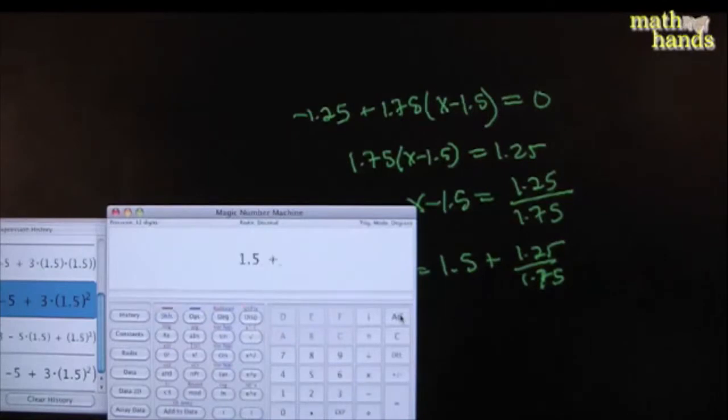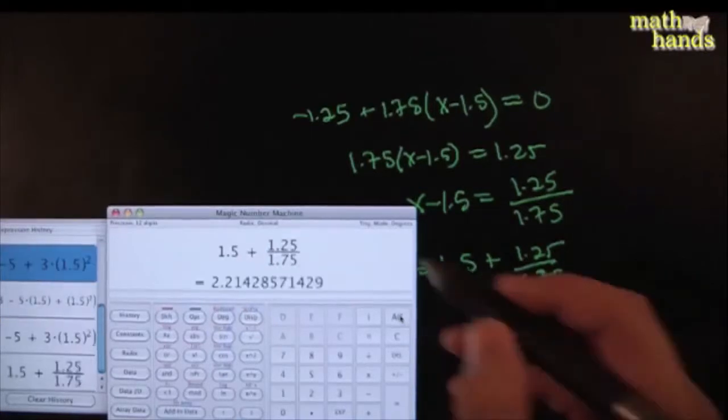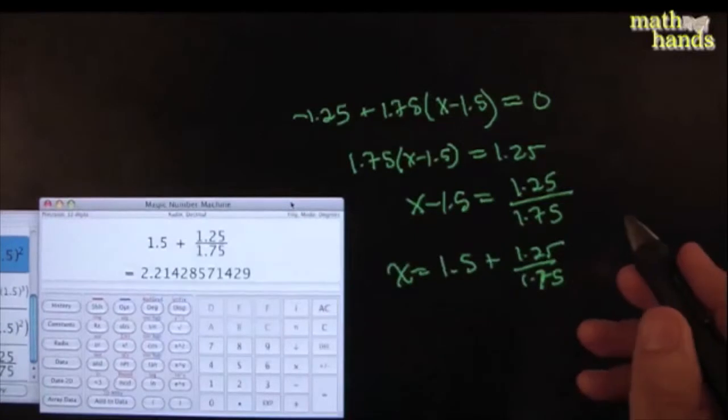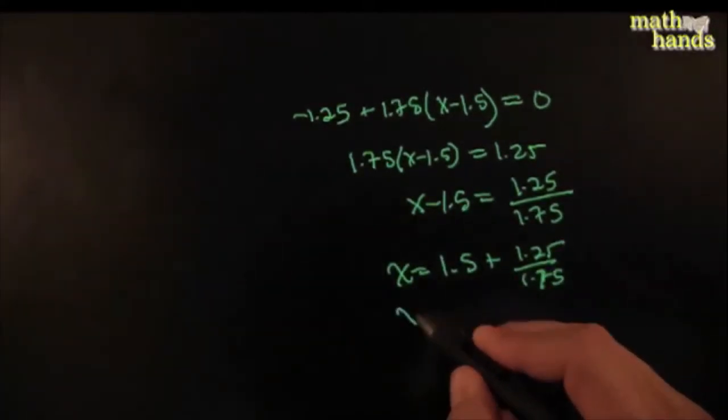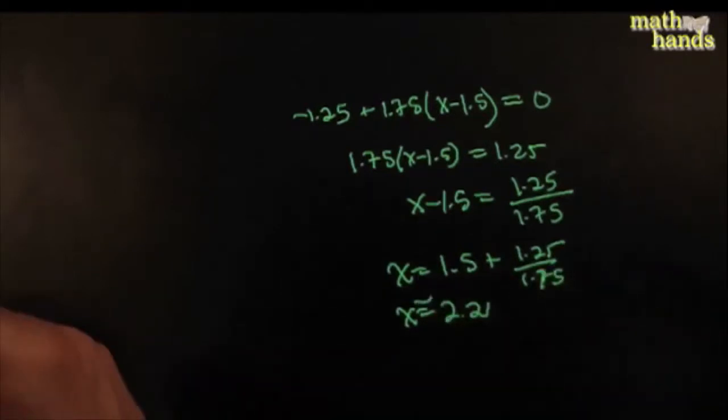1.5 plus 1.25 divided by 1.75. Get an approximate answer. Boom. 2.21. X is equal to 2.21. Well, approximately. That, my friends, what does that do with the picture?